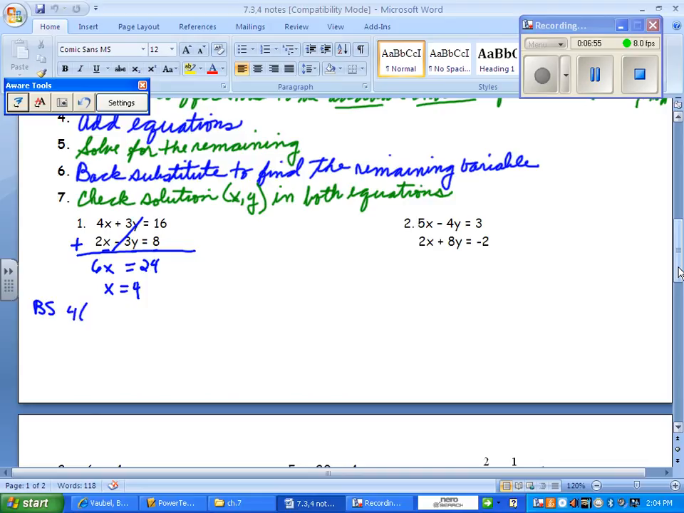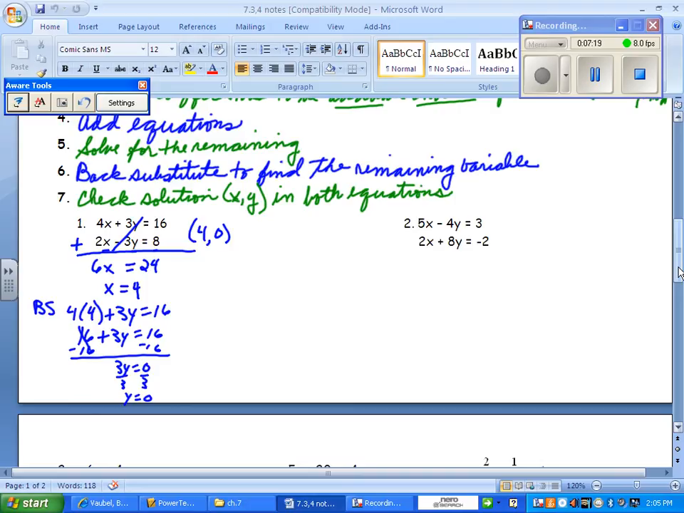So I'll have 4 times 4 plus 3y equals 16. So I have 16 plus 3y equals 16. When I subtract 16, I will have 3y equaling 0. And when you divide by 3, you get y equals 0. So your ordered pair, the x first is 4 and the y is 0.